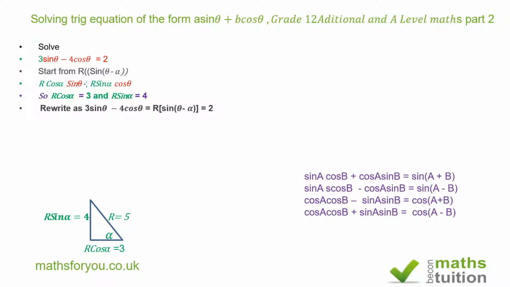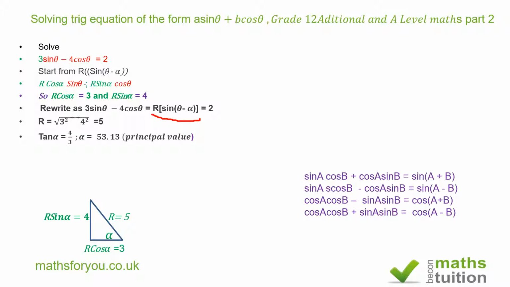we are now in a position to expand this bit here. So r will be the square root of the coefficients, 3 squared plus 4 squared, and that gives us 5. And tan alpha is going to be 4 over 3, which means alpha is 53.13 degrees.